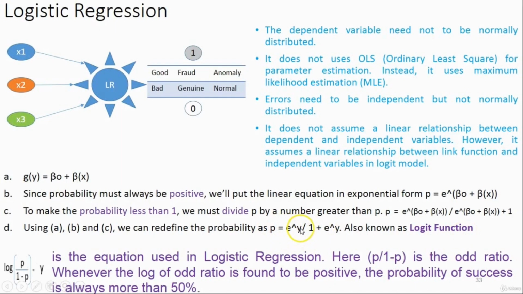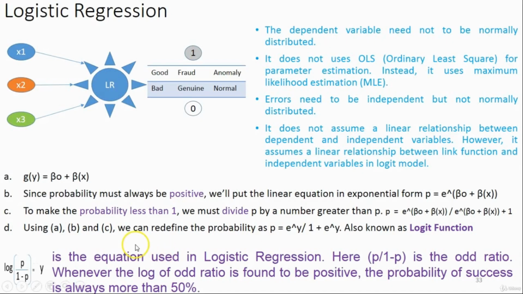If you solve this for y, you will get this equation. This is the equation used in logistic regression. And here p divided by 1 minus p is also the odds ratio. What is the meaning of odds ratio? Odds ratio means the probability of something happening against it not happening. Again, these things are just for your learning purpose, and everything will be done by the algorithm itself.